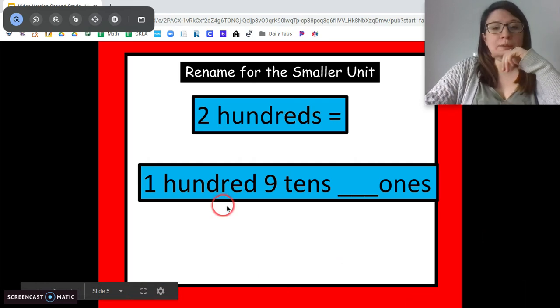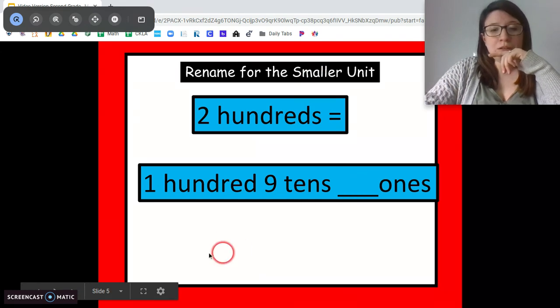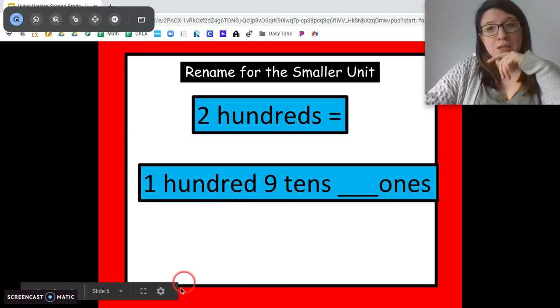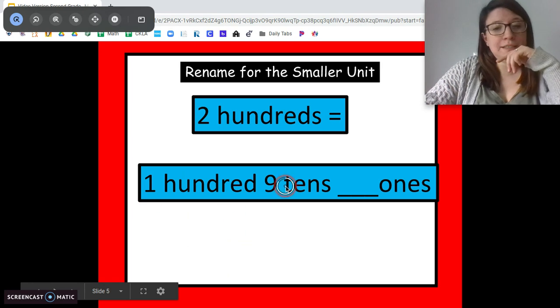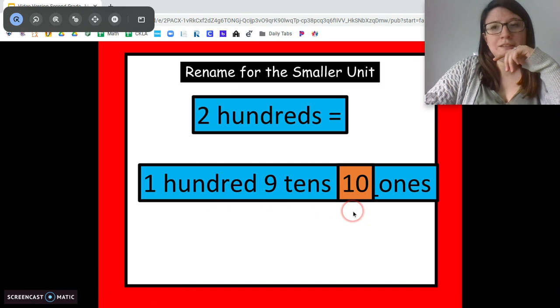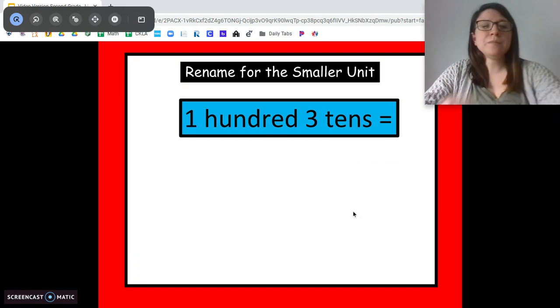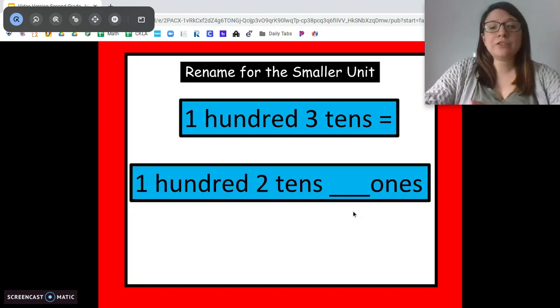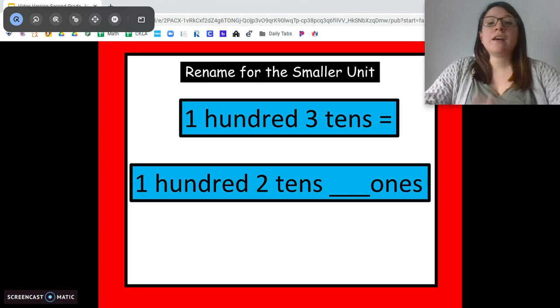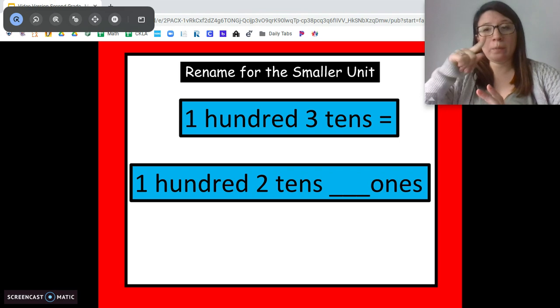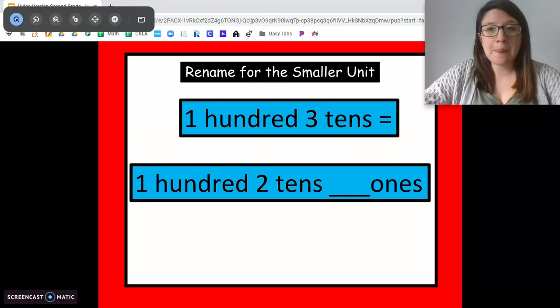So I just told you it's going to be 110 tens, but if I have 9 tens, how many more ones do I need to get to 200? So I have 190, I need 10 ones. Good. All right, try this one. 103 tens. I'm going to give you 102 tens. Tell me how many more ones I need.